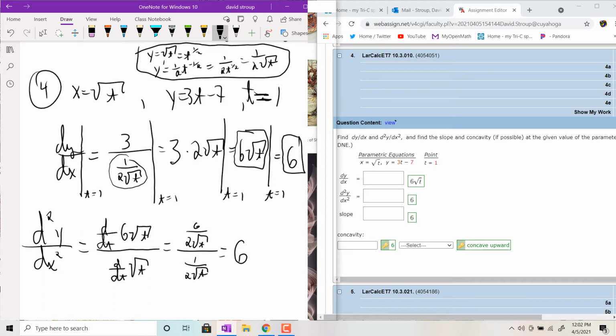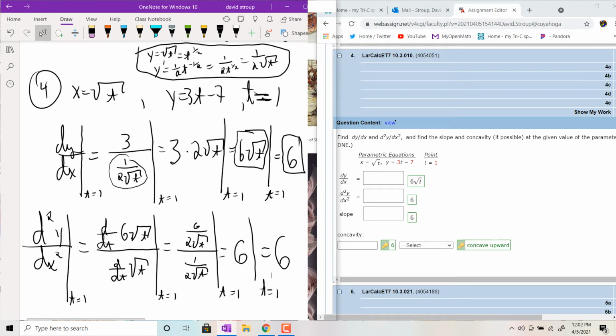But the concavity would also be 6, because what you're doing is evaluating this at 1 again. And there's no t to put in there because it's a constant function. So you just get 6 as your output. And that's the concavity. The second derivative is concavity. So you would type in 6, and then it's positive, so it's concave up.